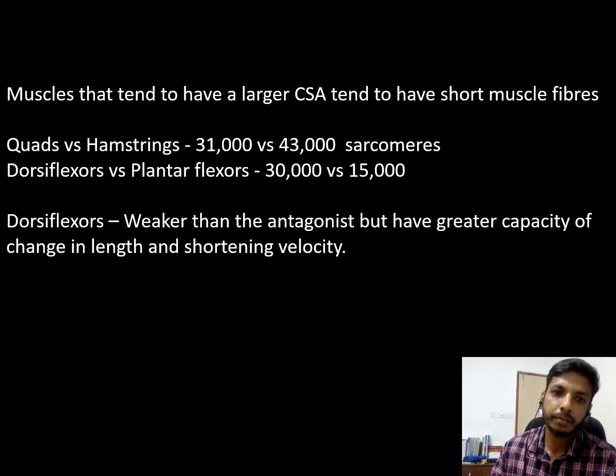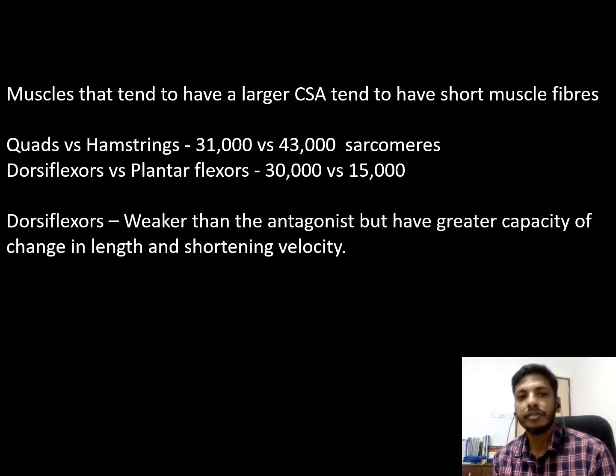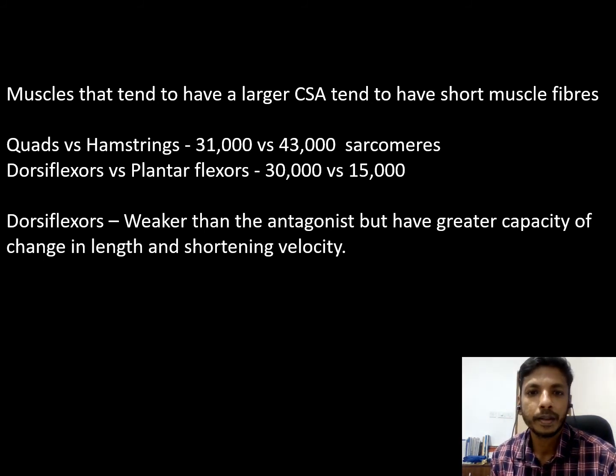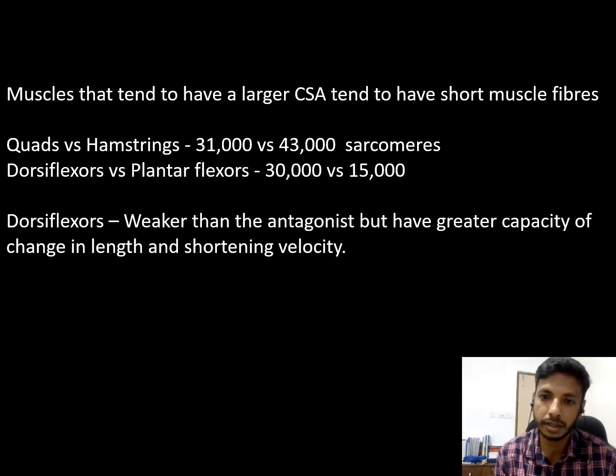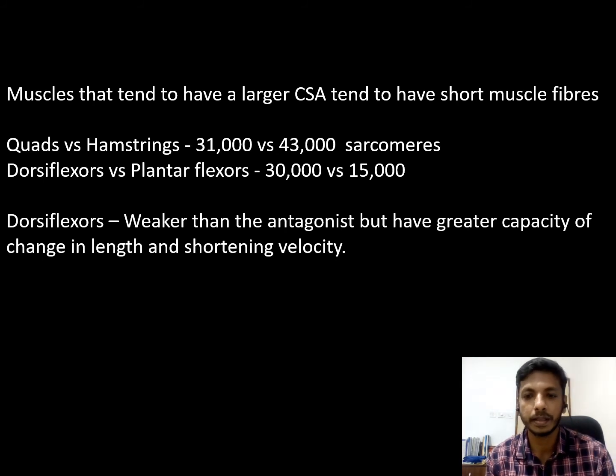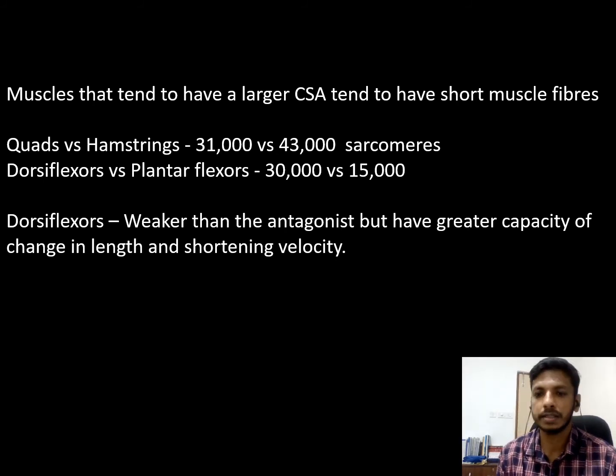That shows that muscles that tend to have larger cross-sectional area tend to have short muscle fibers. For example, if you compare the quadriceps and the hamstrings, quadriceps have 31,000 sarcomeres in series, whereas hamstrings have 43,000 sarcomeres in series. So the shortening contraction velocity of the hamstrings is much more than the quads, but the quads can produce more maximum force compared to the hamstrings. Thus the architecture of the sarcomeres, their arrangement, is very important in determining force production, length changes, and shortening contraction velocity.